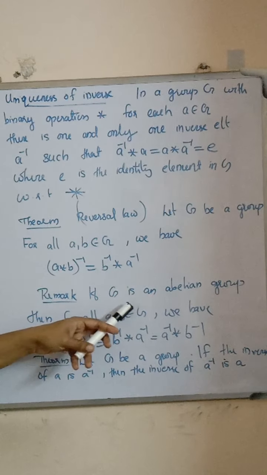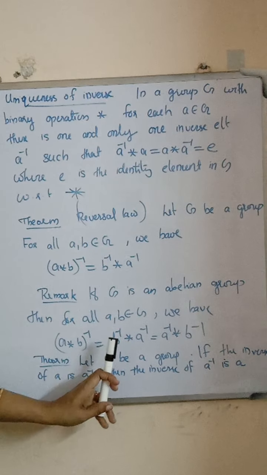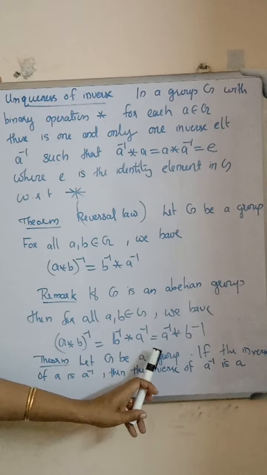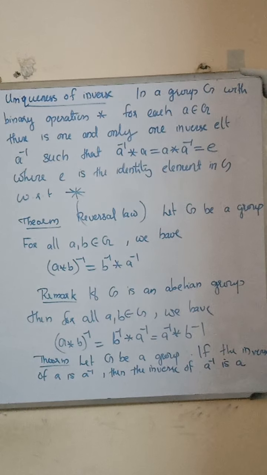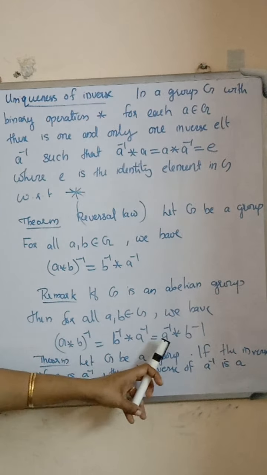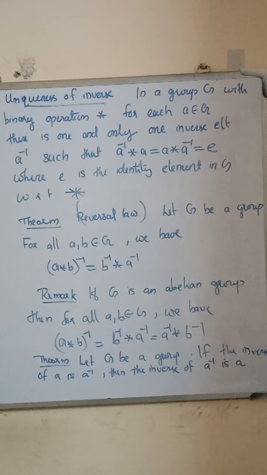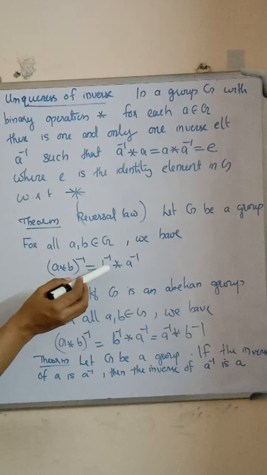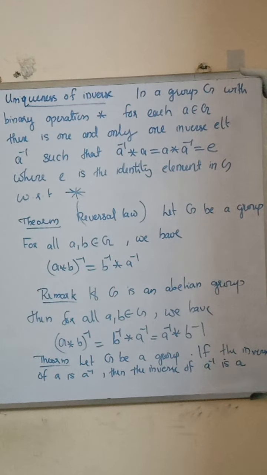But if a group is abelian, then B inverse star A inverse equals A inverse star B inverse. That is, if a group holds the commutative property, that means G is abelian, then (A star B) whole inverse equals A inverse star B inverse. Otherwise, (A star B) whole inverse is not equal to A inverse star B inverse. In a non-commutative group, (A star B) whole inverse is equal to B inverse star A inverse only.